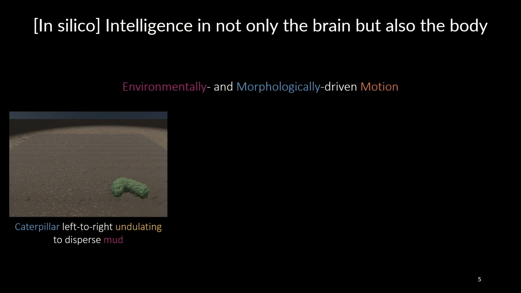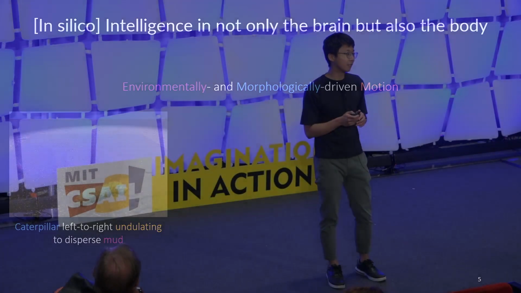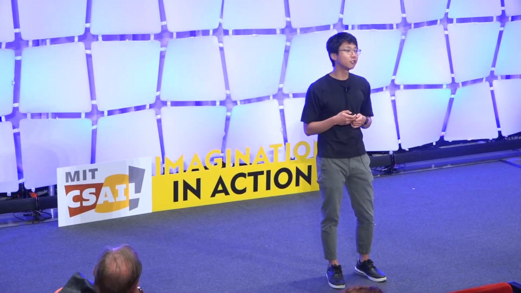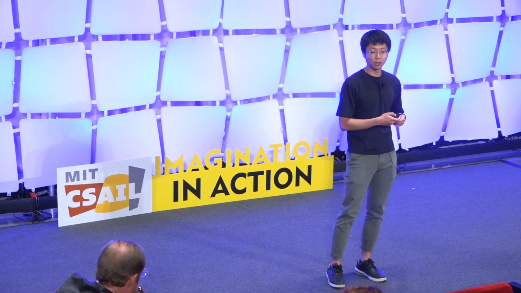On the other hand, our research also showed that not only in nature, but when we put it into the computer, or in silico, using computational methods, we can simulate different types of natural creatures, put them into many different terrains, and see how they behave. The interesting part is that there is a very intertwined relationship between environment, morphology, and their motions.